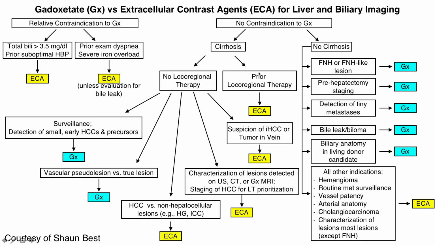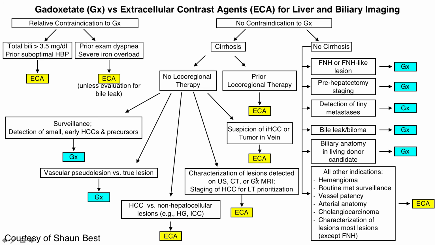Okay, if they've had prior local regional therapy, use an extracellular agent because the arterial phase is the critical phase. And we know that a treated lesion won't take up Eovist in the hepatobiliary phase. So it doesn't help us to give Eovist. So don't give Eovist if there's prior local regional therapy. What if there's no local regional therapy and the suspicion is infiltrative HCC or vascular invasion? Don't give Eovist. I just already showed you how bad Eovist is at detecting infiltrative cancer.